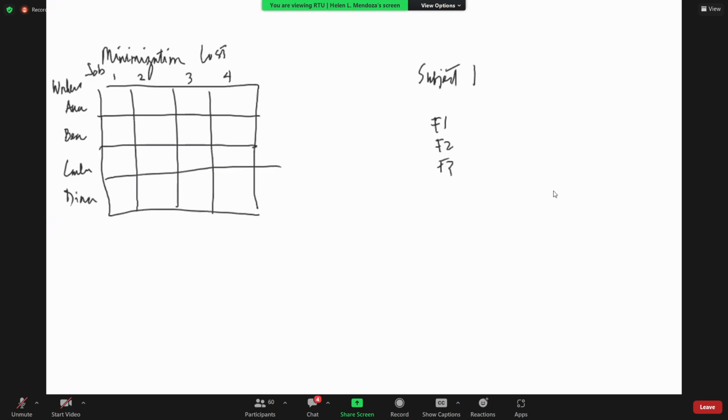Halimbawa, siya tumatanggap ng 300 per hour. Siya halimbawa tumatanggap ng 250 per hour. At siya halimbawa ay tumatanggap ng 750 per hour. So saan galing ang difference? Sa qualifications. So you ask yourself now, who would handle subject 1? So you try to come up with the matrix of the cost of values.